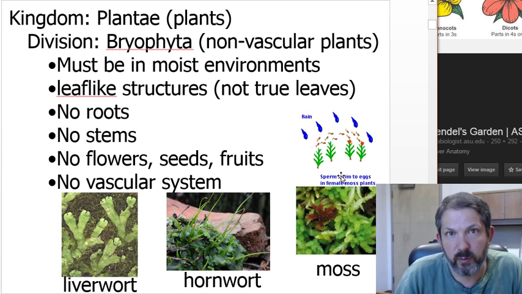Plants used to have swimming sperm. Pollen obviously does not swim. When you breathe pollen in, it's just like a dust. But pollen is plant sperm. That's what it is. It's the male gametes of plants.